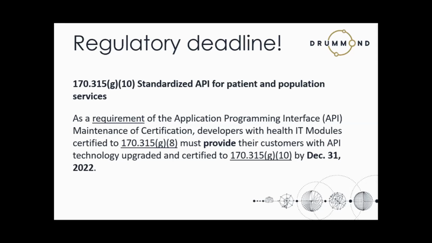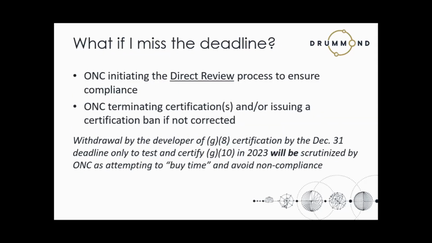So the details are certification by the end of the year is required. Availability to customers is also required. And ONC is really going to take a hard look at this. They've made it very clear in the roundtables that ACBs such as Drummond have with ONC that they are serious about initiating direct review processes beginning next year. They do have the capability and power to terminate your certification or issue a certification ban if you're not compliant with G10, a la a customer is not able to get access to the platform, even if it was certified.